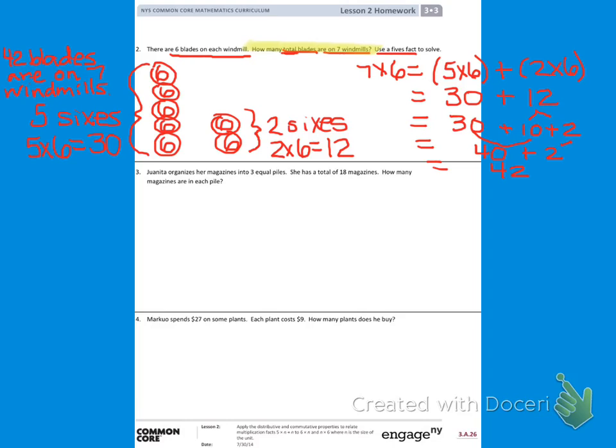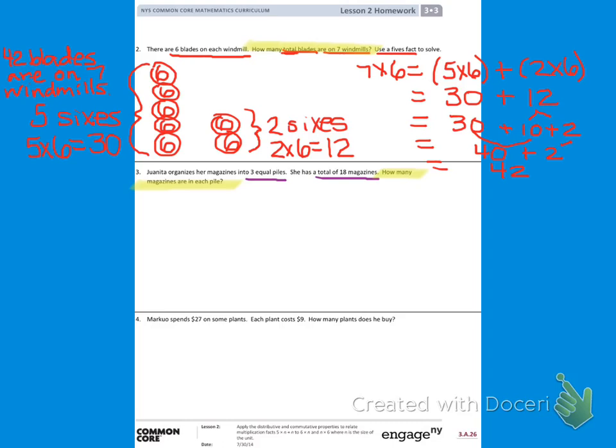Juanita organizes her magazines into 3 equal piles. She has a total of 18 magazines. How many magazines are in each pile? In order to solve this problem, I need to underline the key details. 3 equal piles, total of 18 magazines. I will highlight the question. How many magazines are in each pile? If you don't have a highlighter, you could use a yellow crayon or just circle the question. Doing so will remind you that you need to answer the question at the end of solving the problem.